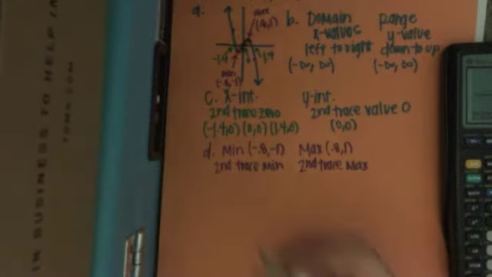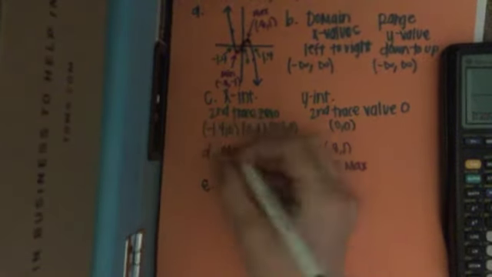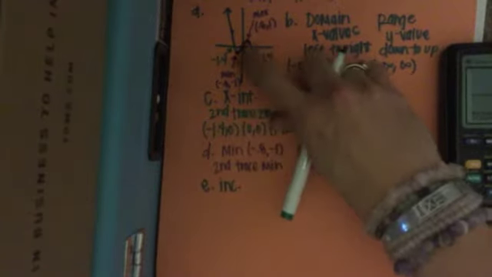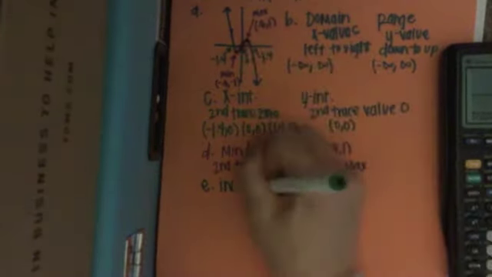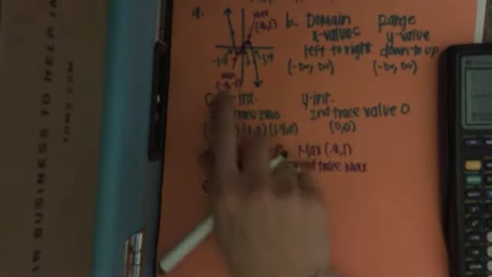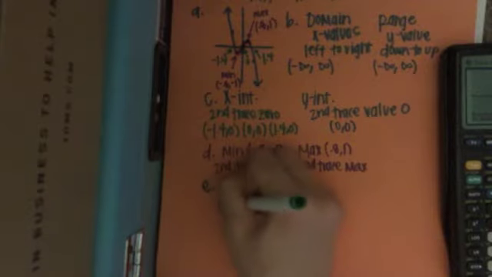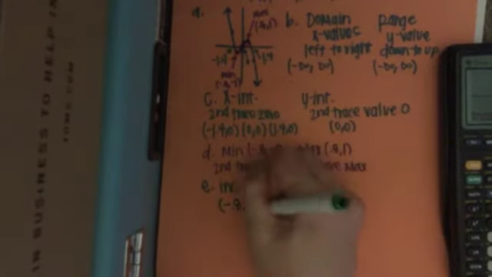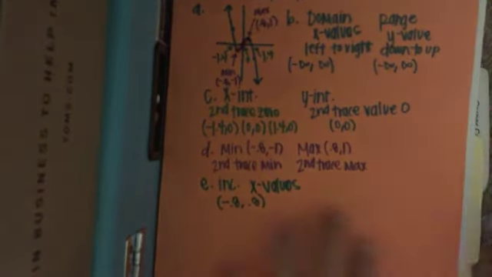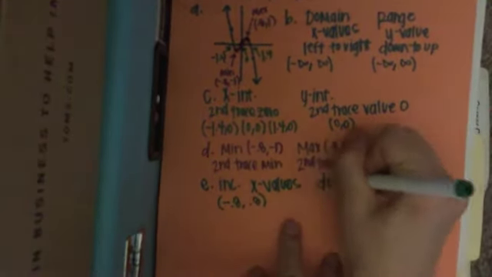Okay, so this is increasing, but it's only increasing from this point right there. And this is always x values. You always just work with the x values. So that x value is -0.8. That x value is 0.8. So it is increasing from -0.8 to 0.8. Which means that it is decreasing from here to here. So -infinity to -0.8.